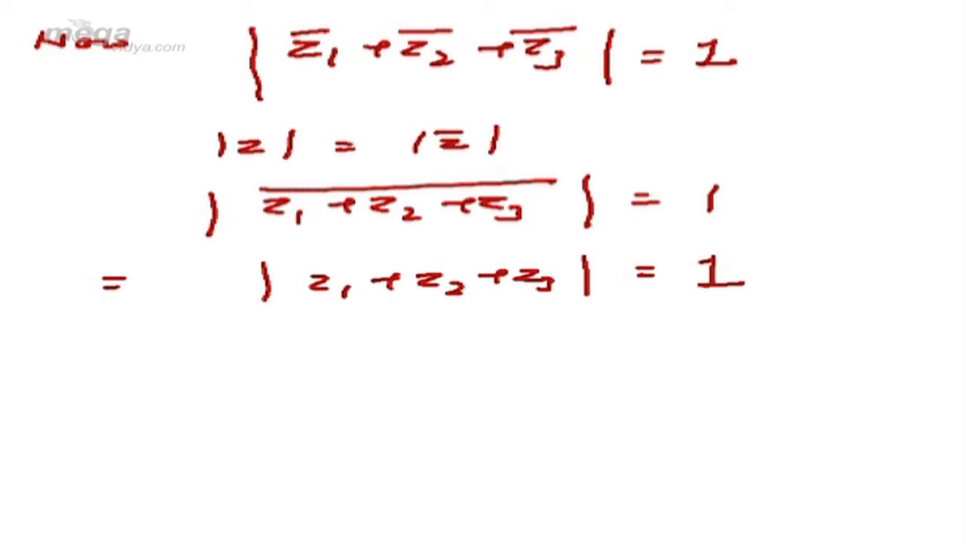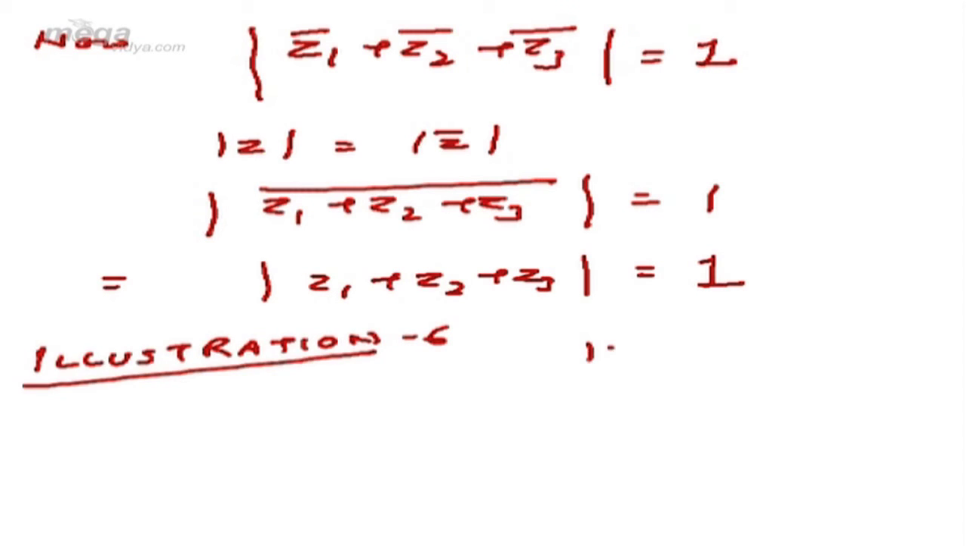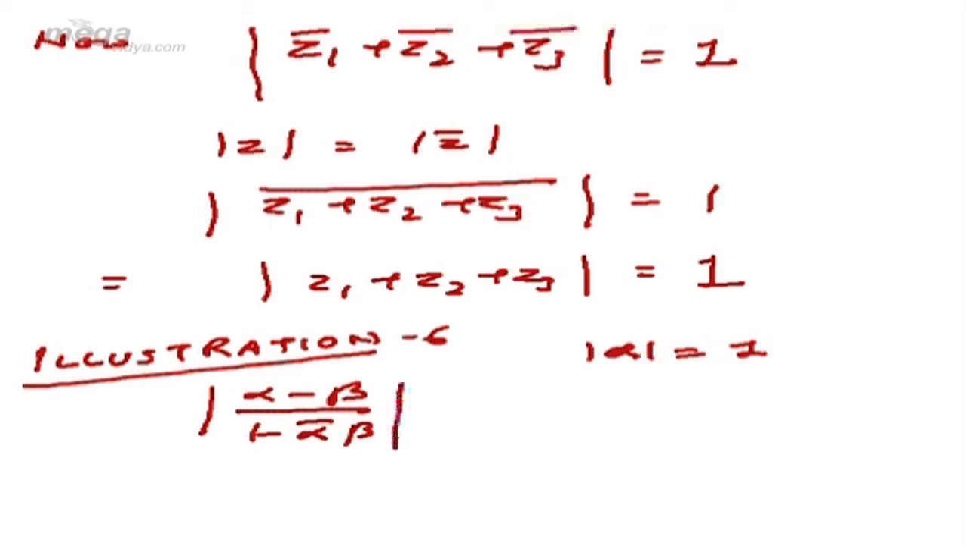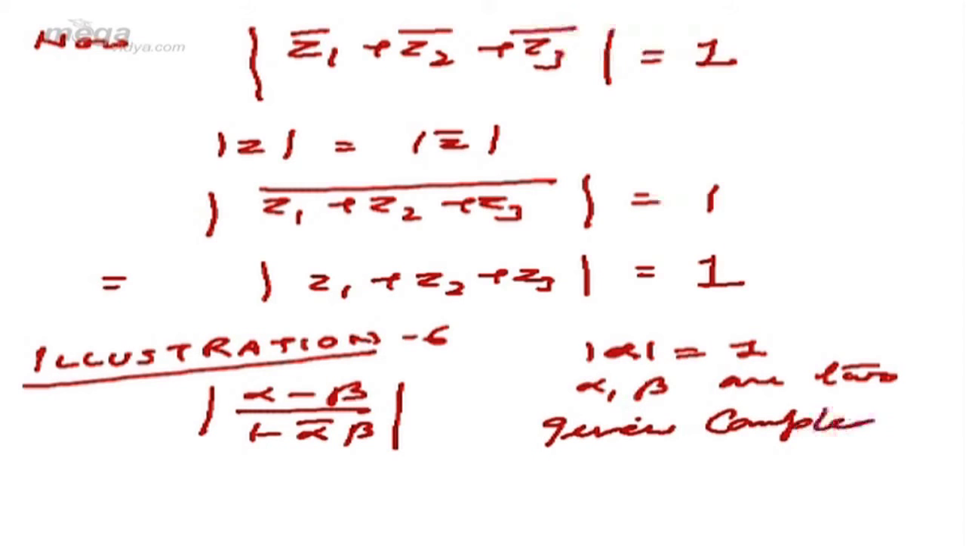Now we come to the next example, which is more illustrative and which will tell you the importance of the properties of the complex numbers. Given alpha and beta are two complex numbers such that mod of alpha is equal to 1, find the value of mod of alpha minus beta upon 1 minus alpha bar beta. Mod of alpha is given as 1, so mod of alpha to the power 2 is equal to 1, then alpha into alpha bar is equal to 1.